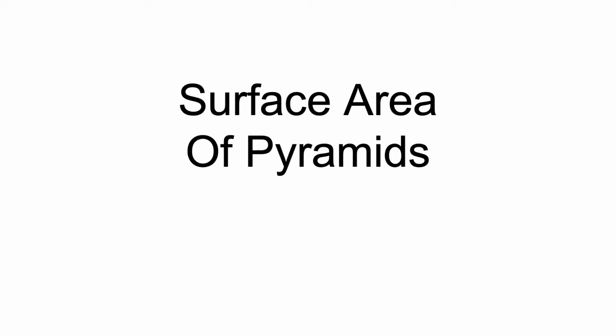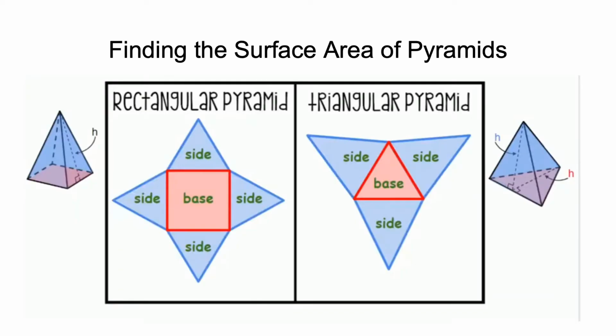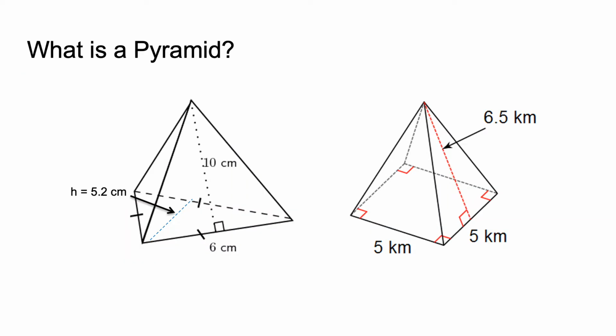Today we're going to be looking at finding the surface area of pyramids. Looking at a pyramid, you see that all pyramids have one base and triangular faces. The number of triangular faces is always the same as the number of sides on the base shape.